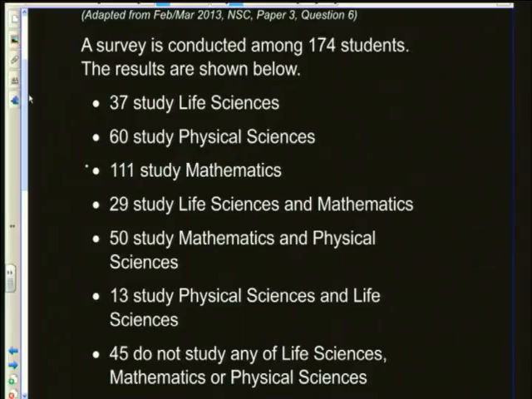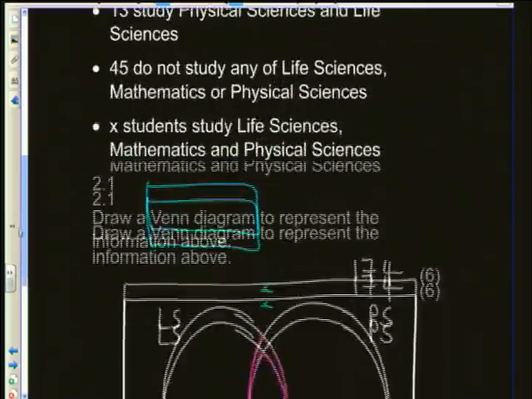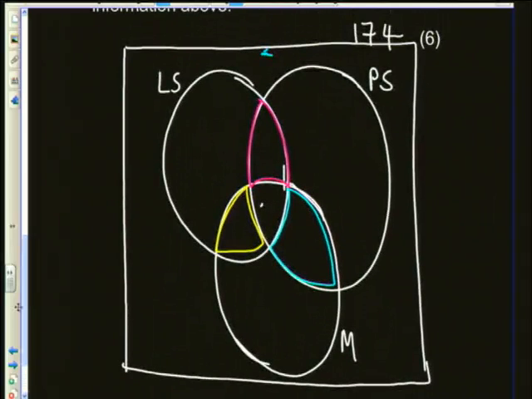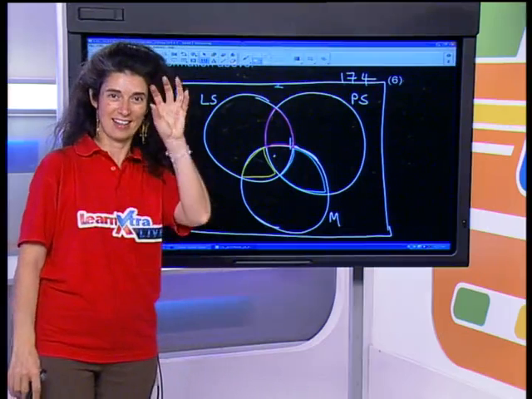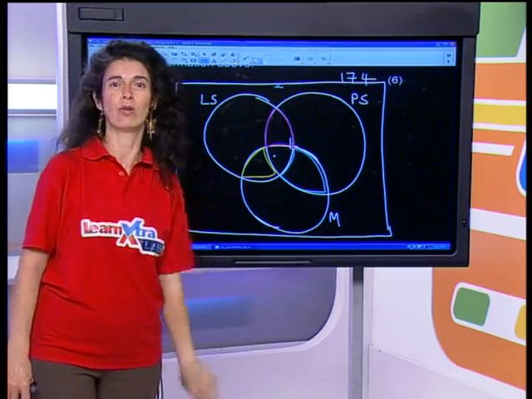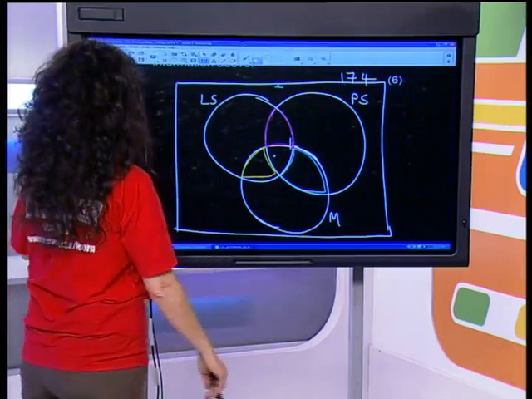29 study life science and maths. Where are those people? Where are the life science maths people? Okay. They're inside the white and the yellow. So I know the total, but that doesn't help me because I don't know either of those two. So I'm still looking for more information. What do I want? The information that tells me where all three subjects are taken. So let's keep searching.